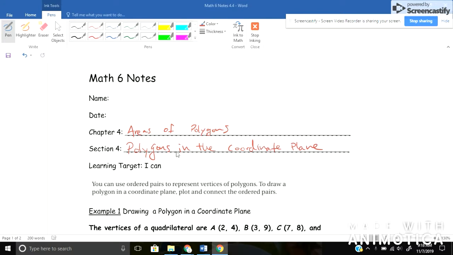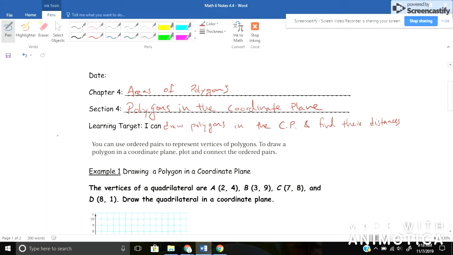All right, today for our learning target, we have: I can draw polygons in the coordinate plane. I'm just going to abbreviate. Okay, and then find their distances. The first piece of information we get here, maybe just star this. This is a good reminder, but it says you can use ordered pairs to represent vertices of polygons.